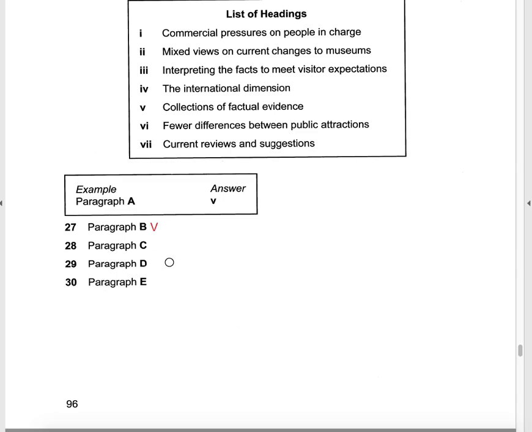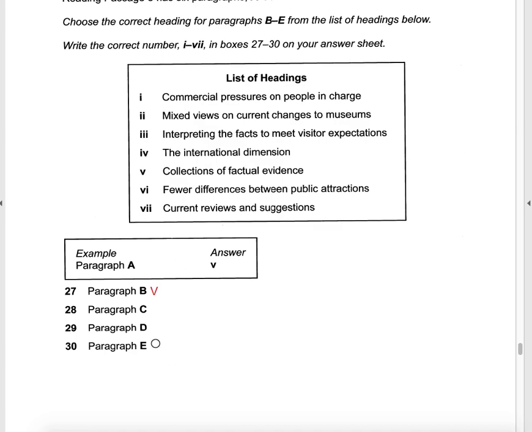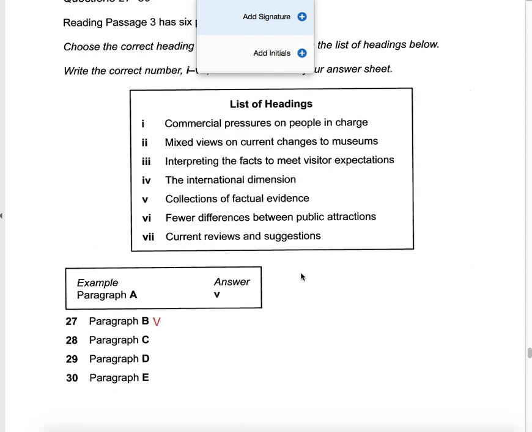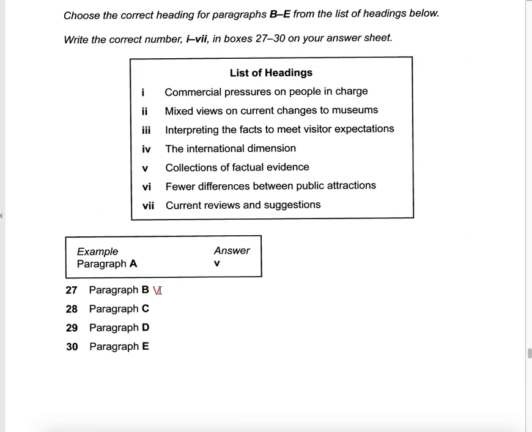For number 27. Oh, look at this. I made a big mistake here. Sorry, everybody. I always saw that A is V here. I didn't even see it. Okay. Too funny. So I definitely was right about that one at least.